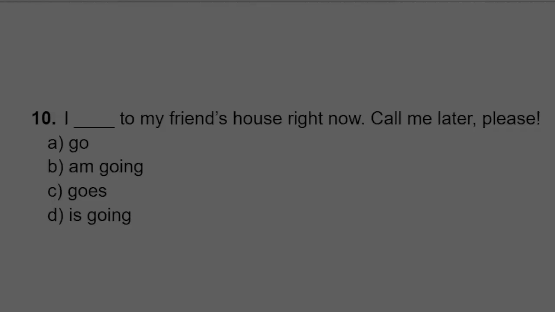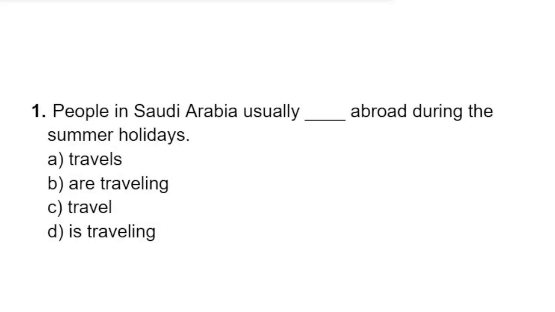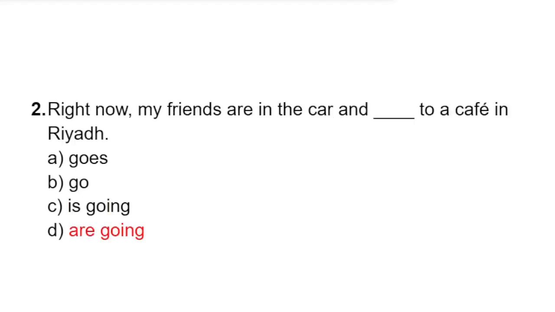Now check your answers. Now the answers, question 1. People in Saudi Arabia usually travel abroad during the summer holidays. We know it's the present simple because of the use of the adverb usually. 2. Right now, my friends are in the car and are going to a cafe in Riyadh. We know it's the present continuous because of the term right now.